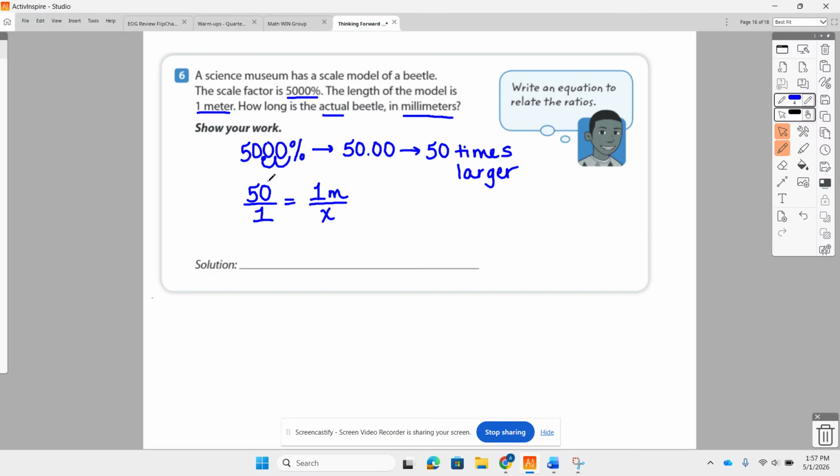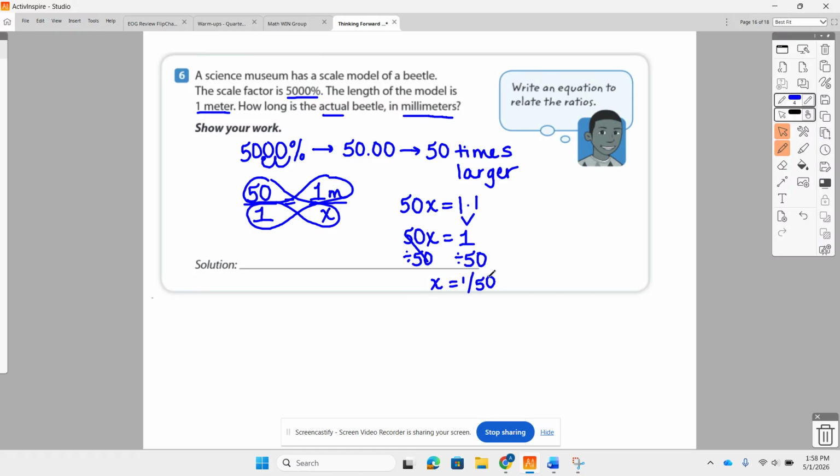So we can use the cross multiplication that we've used for most scale drawings. So 50 times x equals 1 times 1, which of course is 1. Okay, so we divide both sides by 50. And we'll get basically 1/50th, or as a decimal, that's the same as 0.02, and that's in meters.